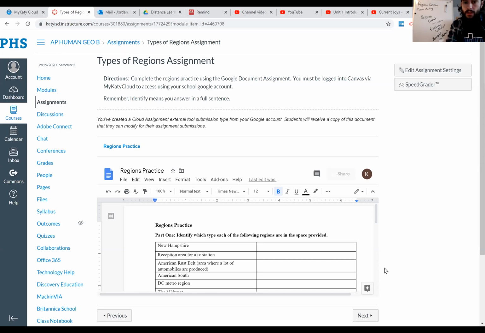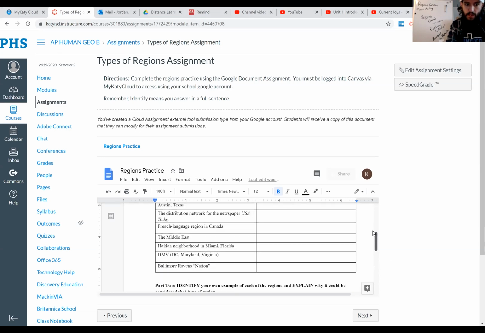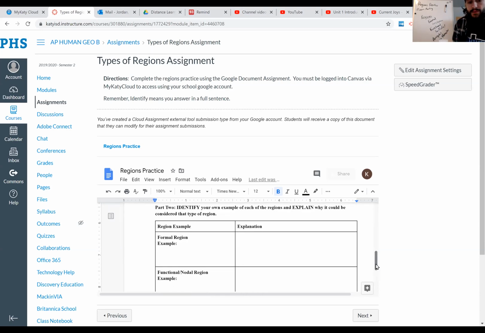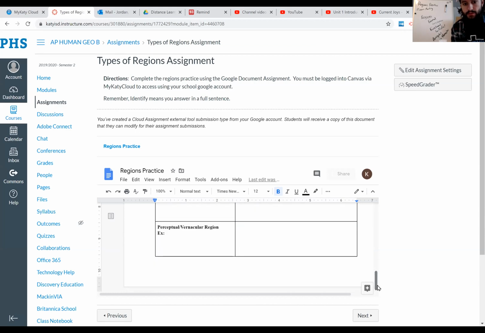And all you do is you're going to go through today's assignment. Okay. You go through today's assignment. You're picking out which is which on part 1. And then part 2, you need to identify your own example of each of the regions and explain why it could be considered that type of region. So first sentence, identify the region. Then sentences 2 through 4, you just explain why that region counts. Got it? That's all you're doing. Does anyone have any questions?